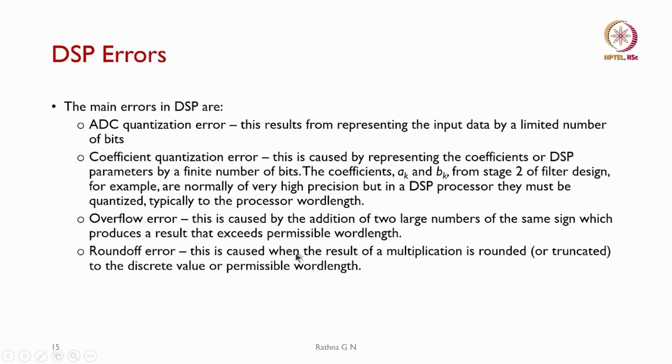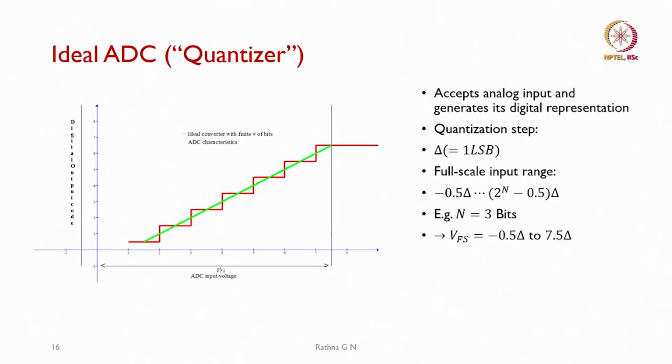So, what is this? This is caused when the result of a multiplication is rounded or truncated to the discrete value or permissible word length. So, when I do multiplication 16 bit into 16 bit, I will get a 32 bit result, but I will not be able to represent that complete 32 bit as output. So, I will be truncating or rounding them to 16 bit, and then I will be storing. We have taken one example already in our fixed point multiplication and addition. So, these are the errors.